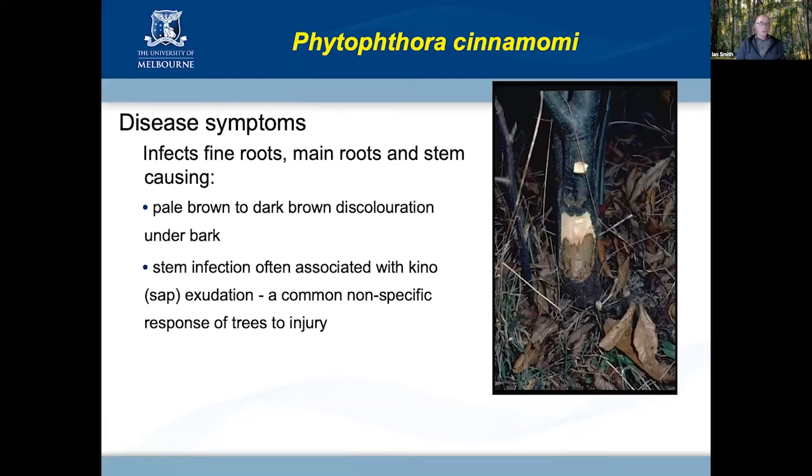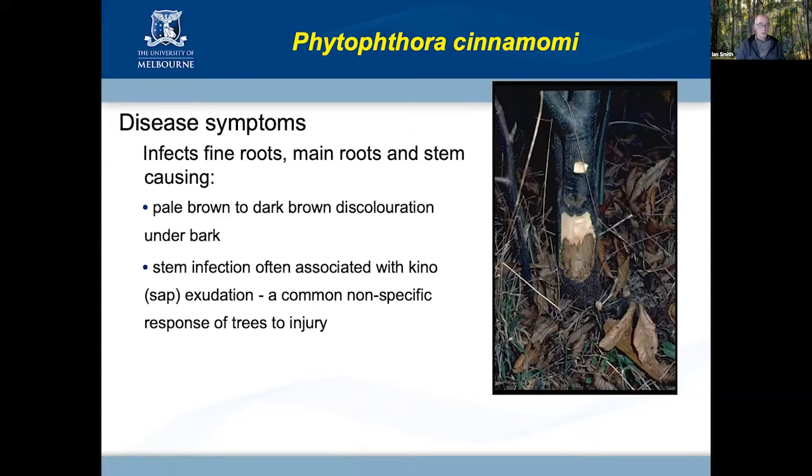What do we look for for disease symptoms with Phytophthora? Because you can't see the pathogen itself, it's microscopic, you really have to look for disease symptoms to see whether your tree has it or not. It infects the fine roots of the tree, then it moves up through the fine roots into the main roots and then into the stem, causing this brown discoloration in the trunks of the tree. You can see here, you often get exudation of sap around where the lesion is on the tree.